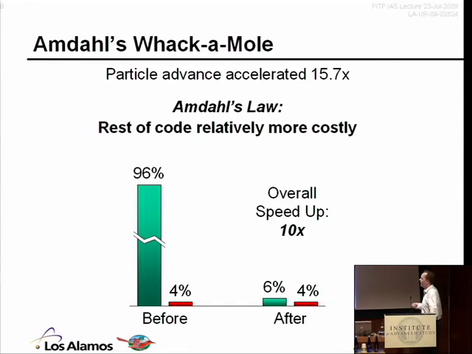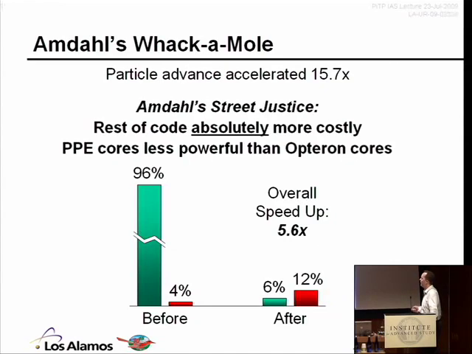But what you'll find on platforms like Roadrunner and on GPU-accelerated platforms and so forth is that they don't obey Amdahl's law. They obey Amdahl's street justice. And this is because the rest of the code is absolutely more costly. This is because the general-purpose compute resources tend to be less powerful in order to make room for these high-performance compute resources. So if I look at the PPE, compared to an Opteron, the PPE is 2 to 3 times slower than the Opteron cores at the stuff VPIC does. So instead of getting this 16-fold speedup, what we might actually find in practice is only a 5 to 6-fold speedup because the other parts of the code got so much slower.